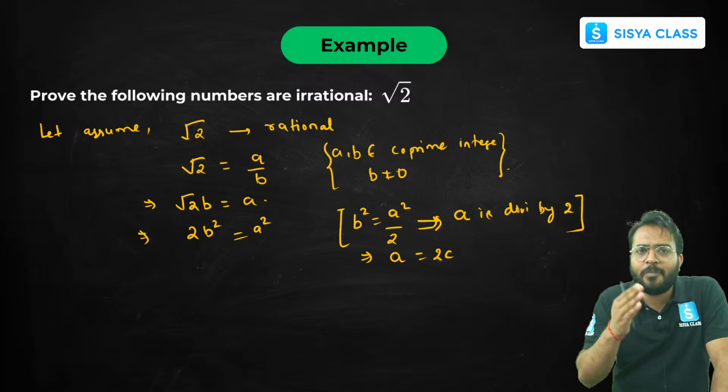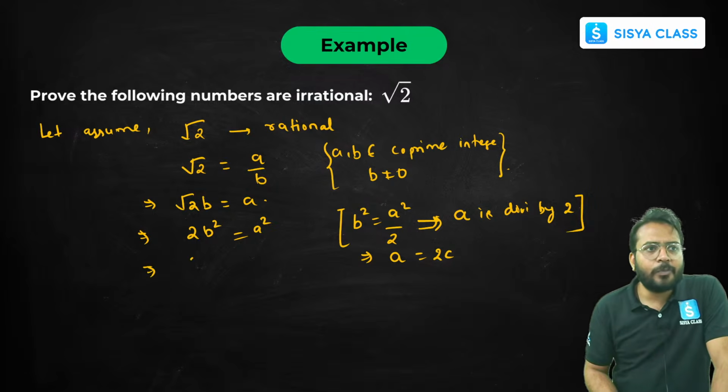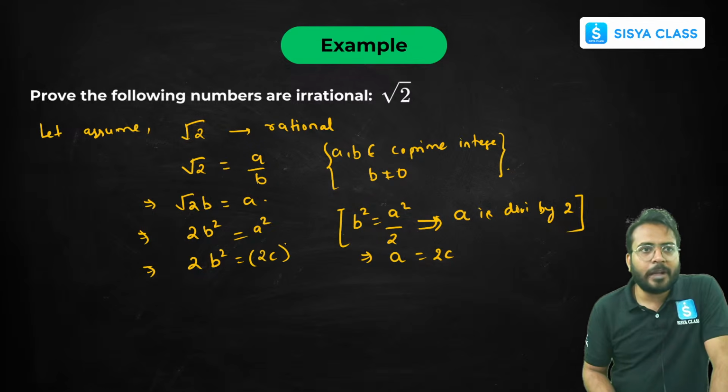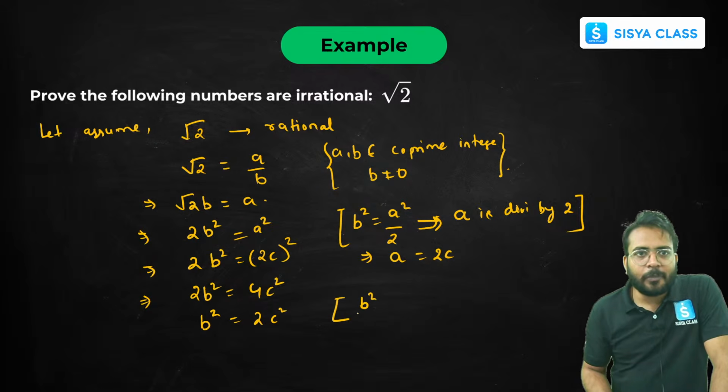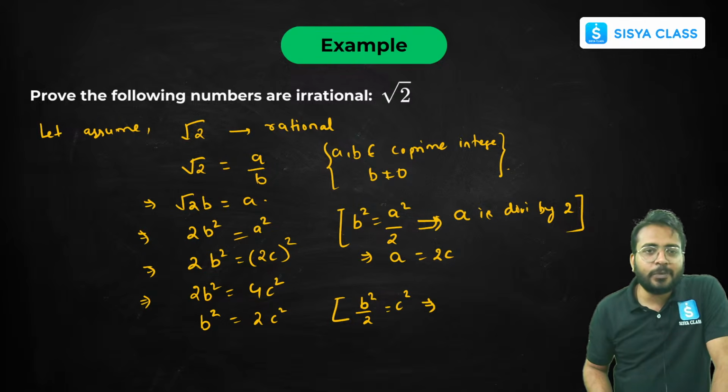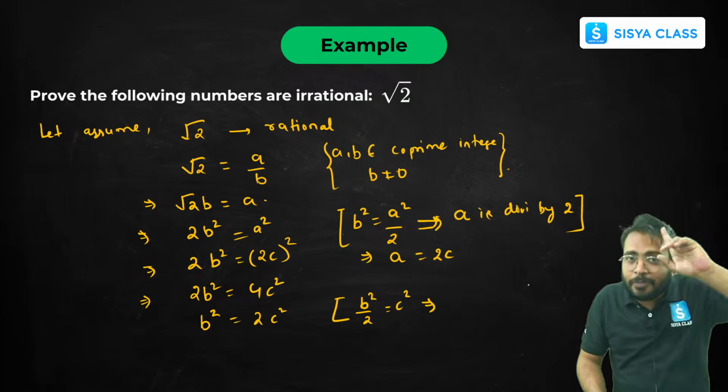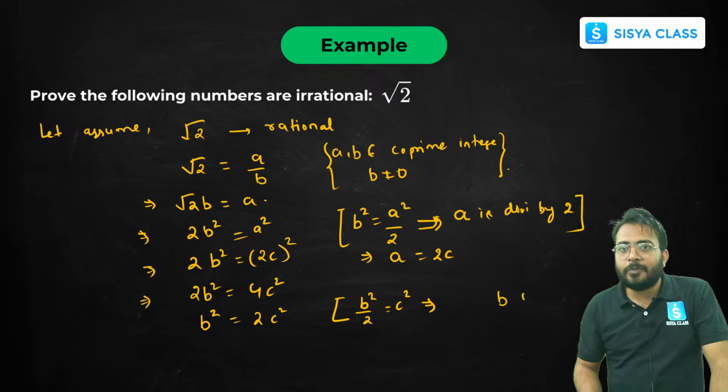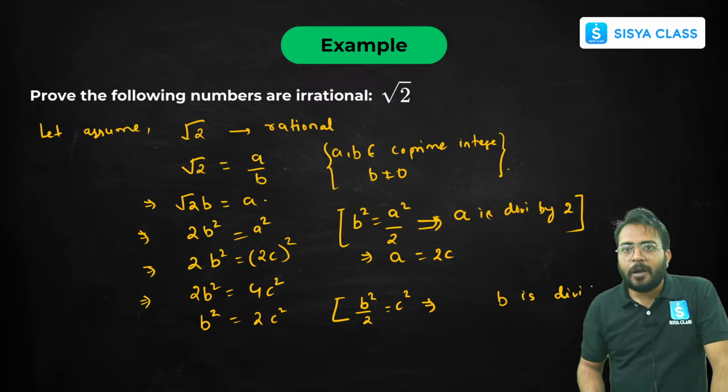A is going to be a multiple of 2, and that's why here I am going to replace my a with 2c. Here I am going to get 2b square is equal to 4c square, and further I can see that b square is going to be 2c square, okay. And here also can you see that b square by 2 is going to be c square, yes or no. That means b square is divisible by 2, and that means I can say that b is also divisible by 2, right.